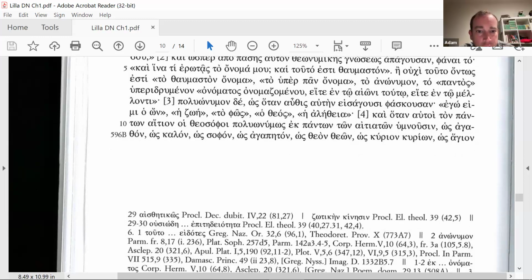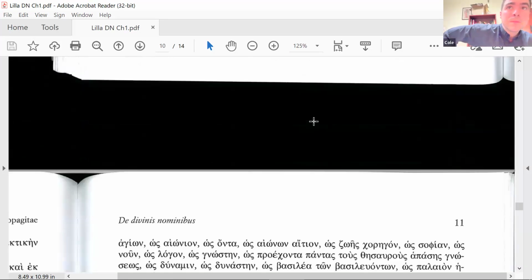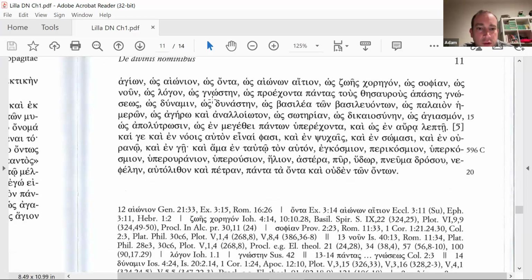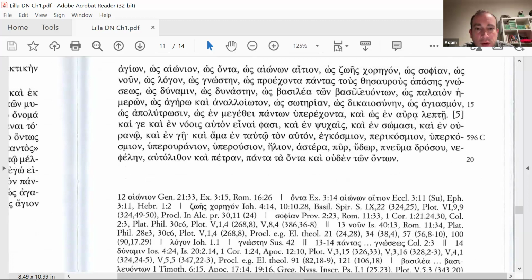They praise the cause of all things with many names, from all the things that are caused by it, as good, as beautiful, as wise, as lovable, as God of gods, as Lord of lords, as holy of holies, as eternal, as existing, as cause of the eternities, as the director of life, giver of life, provider of life.